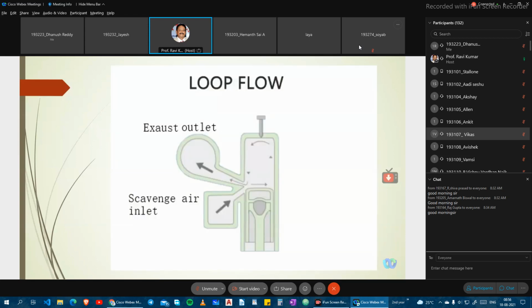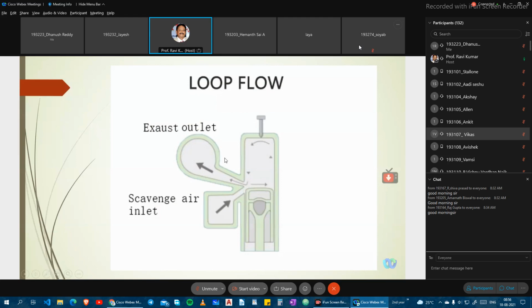We have a scavenging air inlet given, and a cylinder, and here we have the injector or the spark plug, and this is the exhaust. This is a small loop. In the loop design, a circular shape of loop is given, and in this, more exhaust is pushed through the loop, and having more space, it can go out very easily.